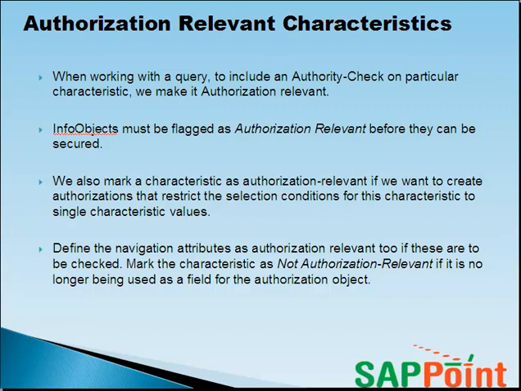We also mark characteristics as authorization relevant if we want to create authorizations that restrict the selection conditions for this characteristic to single characteristic values. Now, define the navigational attribute as authorization relevant too, if these are to be checked. If you don't need it, you don't have to do it. And if you don't want to have security on a navigation attribute, you don't have to make it authorization relevant.